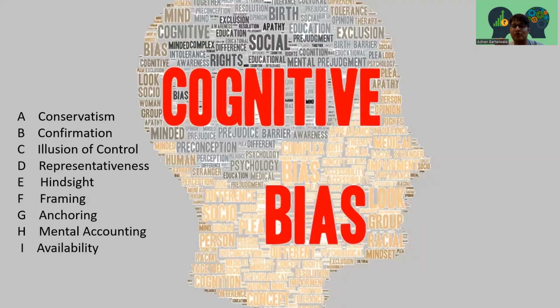Now coming to the concept of cognitive bias. What is cognitive bias? What are the different types of cognitive bias? Basically, we'll touch upon them one by one. You can see a total of 9 cognitive biases. Coming to the first one, conservatism.